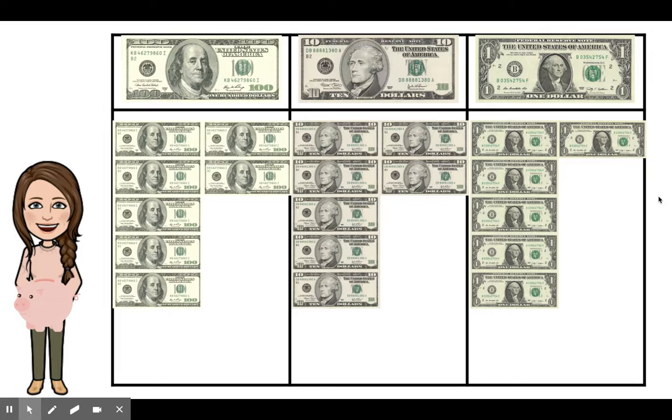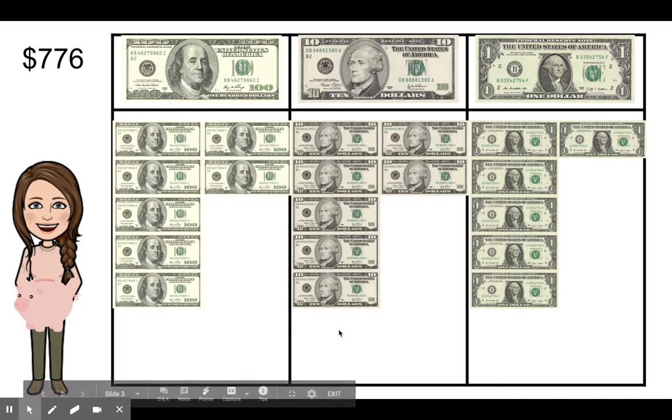Here it is. I took all of the money out of my piggy bank and spread it out. It's exactly $776. $776 were inside of my piggy bank. Here they are, all spread out according to value. 7 $100 bills, 7 $10 bills, and 6 $1 bills.